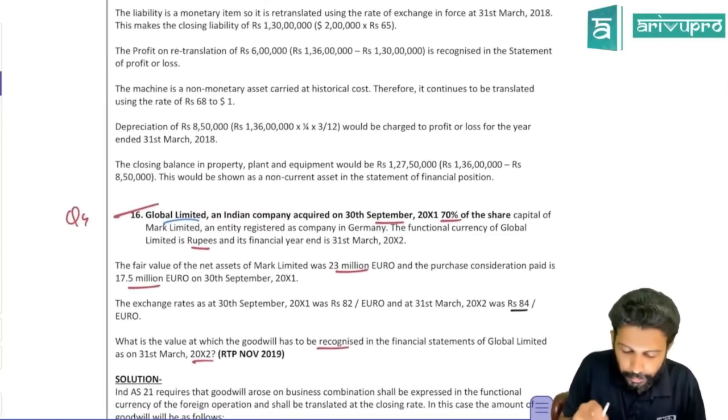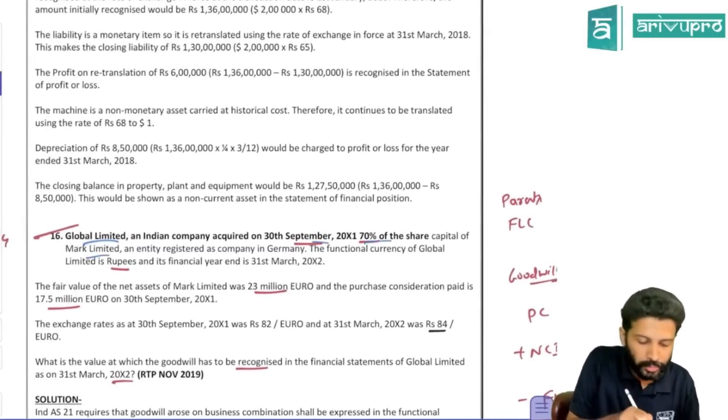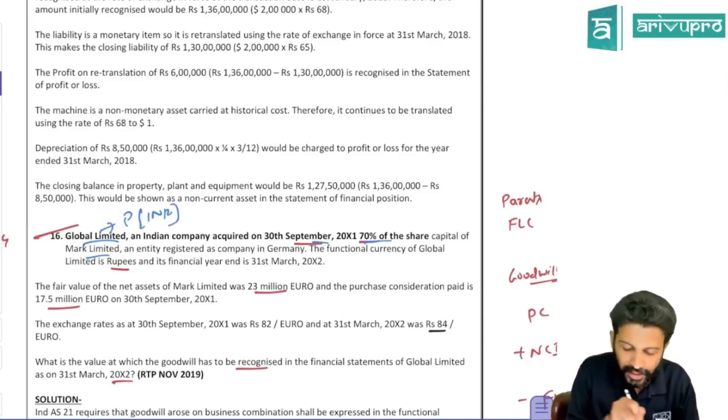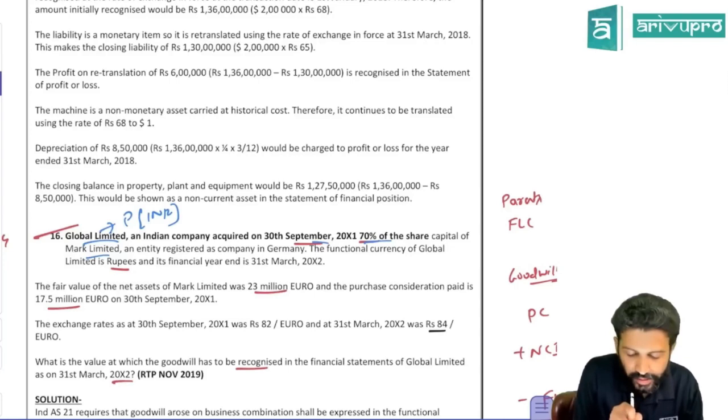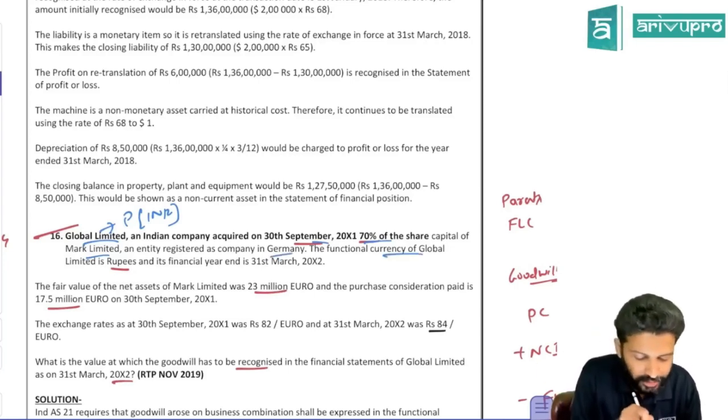Global Limited, an Indian company, acquired on 30th September 70% share capital of Mark. So Global Limited is a parent. They are an Indian company, so probably their functional currency will be Indian rupees. But they acquired share capital of Mark, an entity registered in Germany. So it's a foreign subsidiary. The functional currency of Global Limited is rupees.